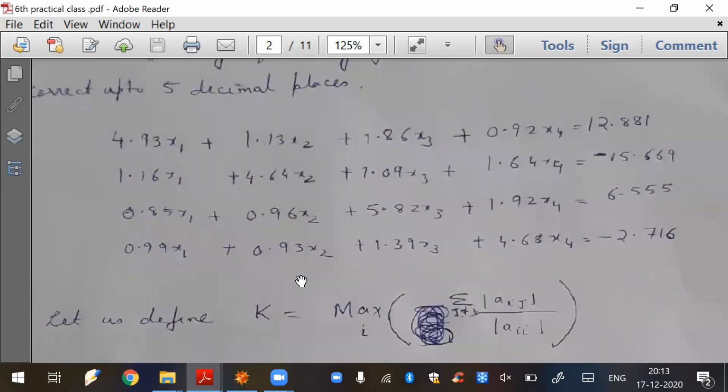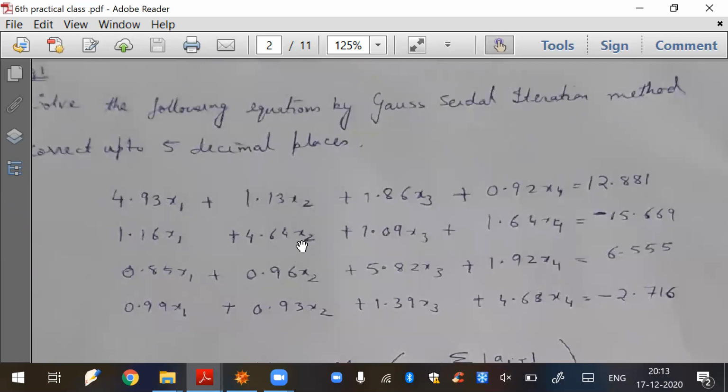So this is the thing: either it is diagonally dominant, or it can be made diagonally dominant by a suitable elementary row change or column change, or it is not diagonally dominant. In case it is not diagonally dominant, you cannot apply this method. So suppose we guess that whatever is given to us is diagonally dominant.